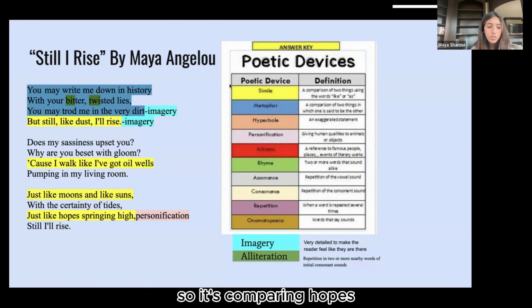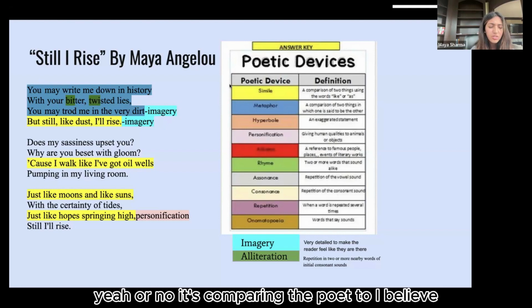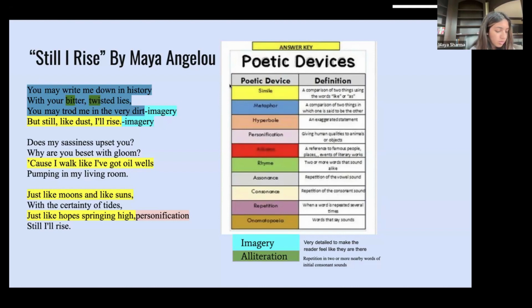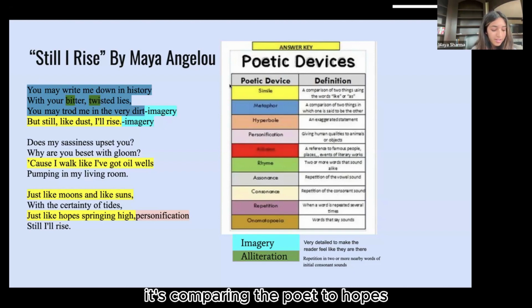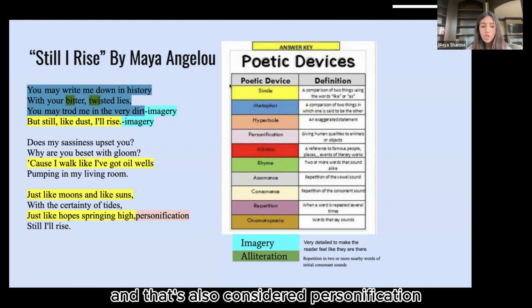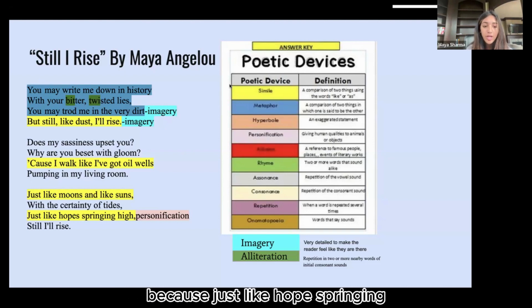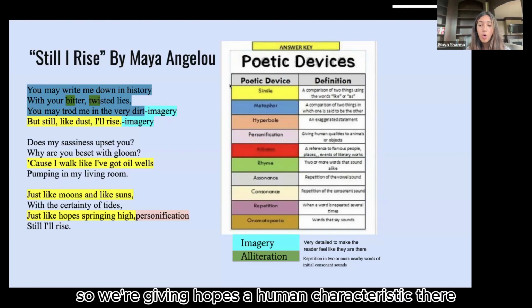So it's comparing the poet to, I believe, hopes. And that's also considered personification because, just like hope springing high, hopes cannot spring. So we're giving hopes a human characteristic there.